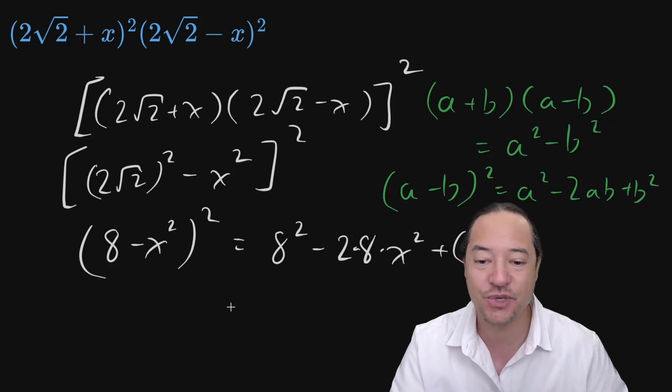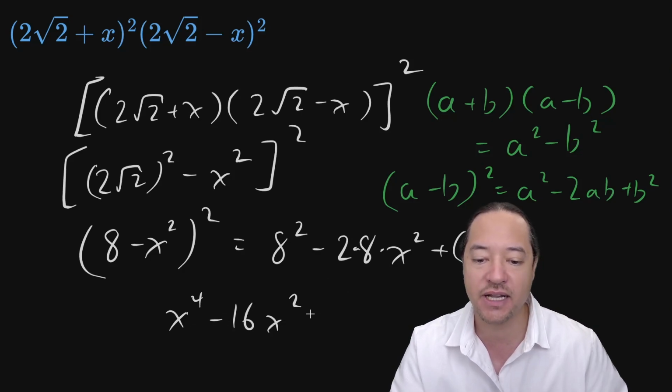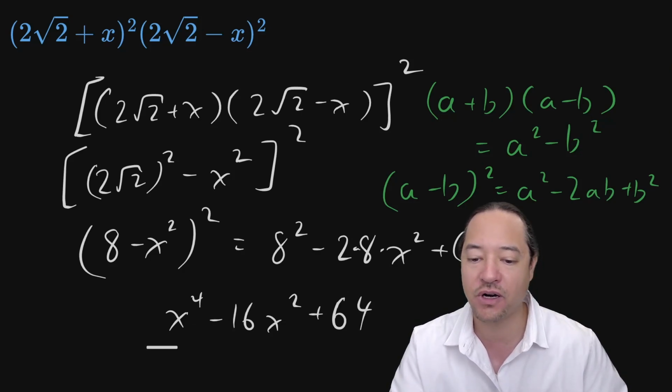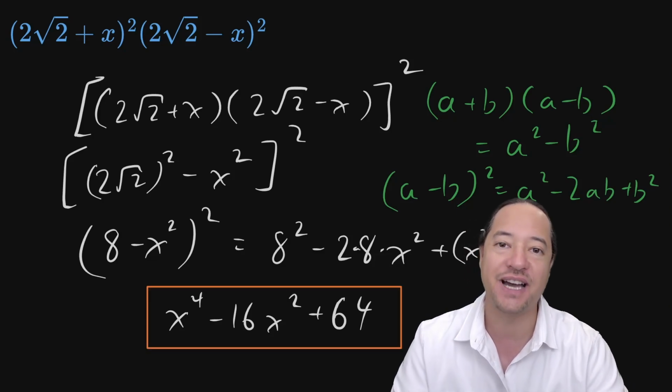Okay, and so let's compute what we get here. Let's do this first term. x squared squared is going to be x to the 4th power. Then we're going to have a minus 16x squared and a plus 64. Now this should be the final answer over there.